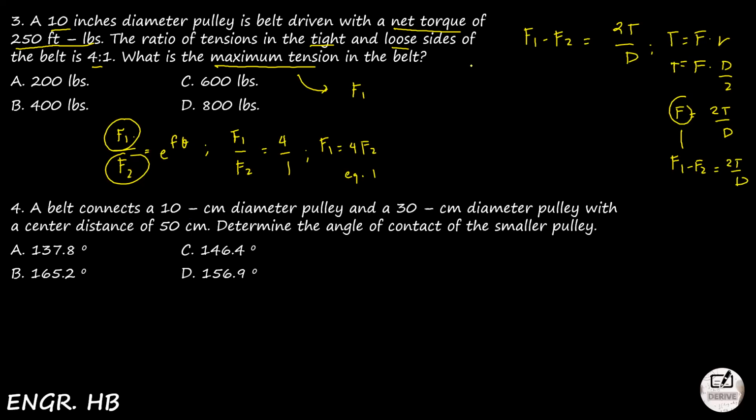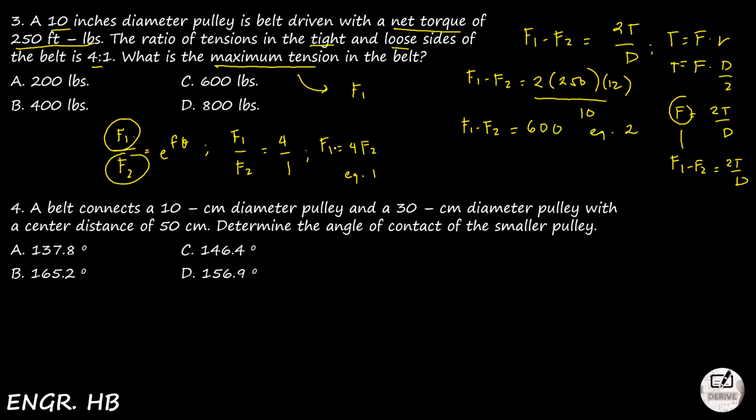Ito siya. At sakto, F1 minus F2 is equal to 2 times what is our torque? That is 250 foot-pounds. And I need to multiply it by 12 in order for it to become inch-pounds, kasi ang dini-divide nating diameter is 10 inches. So ibig sabihin ang F1 minus F2 natin is in pounds. So that will become 2 times 250 times 12 divided by 10. So that was 600. So ibig sabihin ang difference daw nila is 600. So that will do for the equation 2.